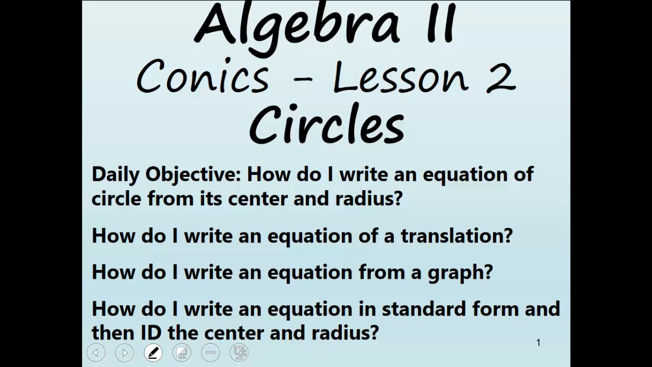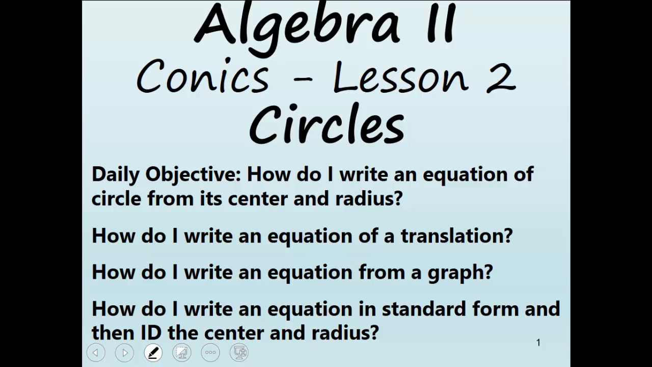Our first objective is how do I write an equation if I'm given the center of the circle and the radius of a circle. What does the equation of a circle look like? How do I write an equation of a circle that I want to translate? So, for instance, if I am given the equation of a circle centered at 0, 0, how do I interpret the translation that might move it left or right or up or down?